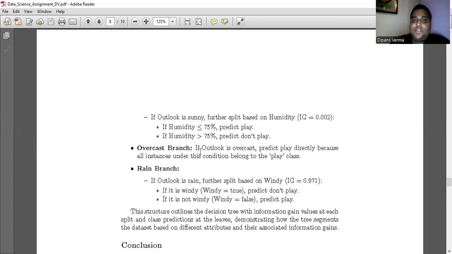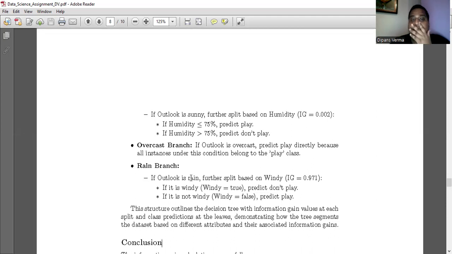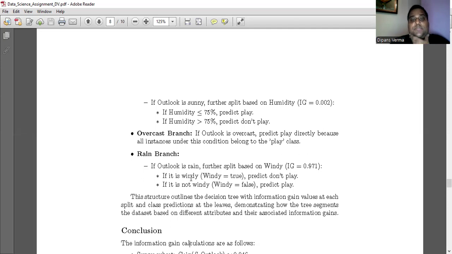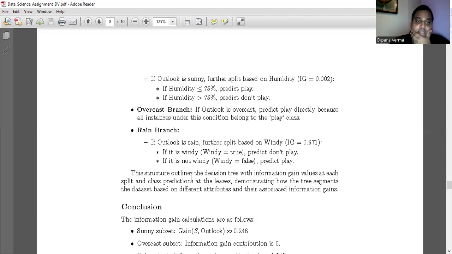Similarly, for the overcast branch, if the outlook is overcast, predict play directly because all instances under this condition belong to the play class. If outlook is rain, further split based on windy, because the information gain we already found is 0.971. So if it is windy, windy equal to true, predict don't play. And if it is not windy, that means windy equal to false, predict play, right? So this structure outlines the decision tree with the information gain values at each split and class prediction at the leaves.